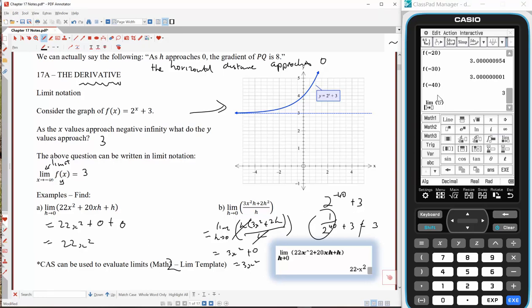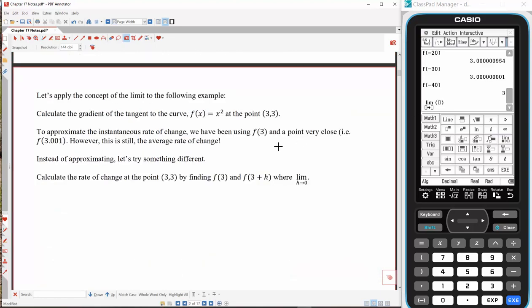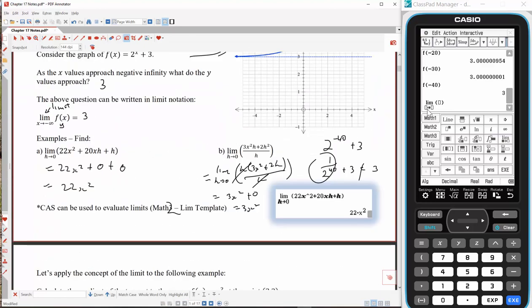Right, and all you do is you put your limit in as whatever it approaches. So h approaches 0, type in your expression, 2x squared plus 2xh plus h. And it knows to limit h towards 0, so that's pretty much going to knock out that term and that term.